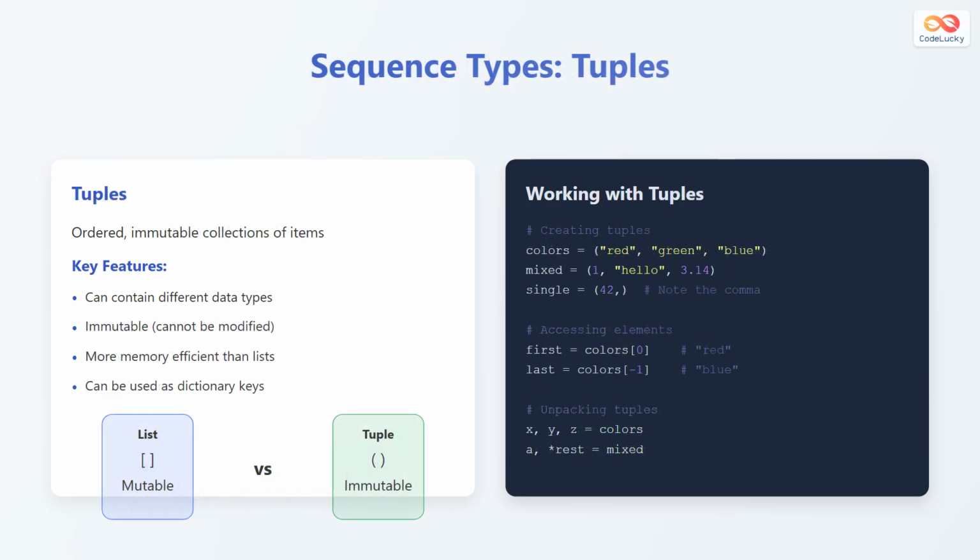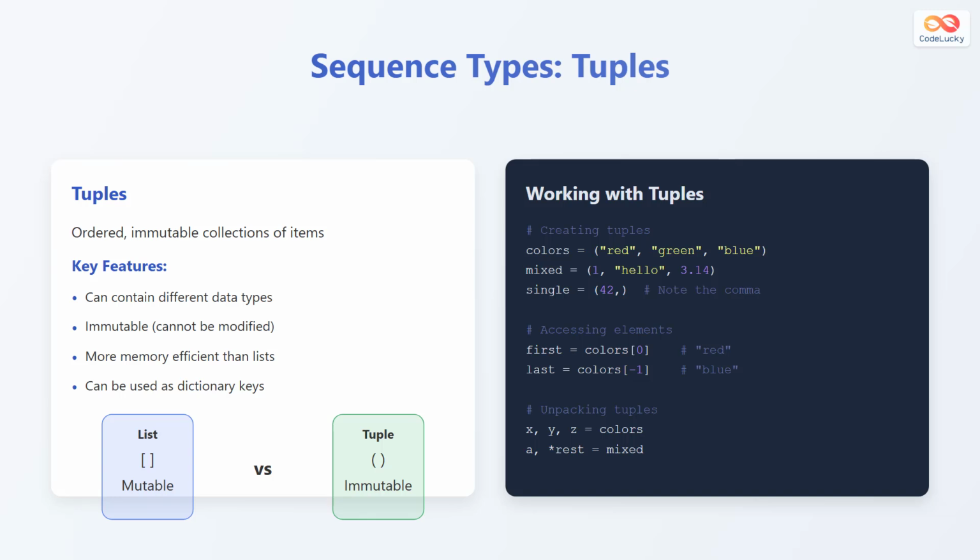Next, let's explore tuples, another type of sequence in Python. Tuples are ordered, immutable collections of items. This means that once a tuple is created, you cannot modify its elements. Tuples are more memory efficient than lists and can be used as keys in dictionaries because of their immutability. On the right, you'll see a quick comparison between lists and tuples. Lists are mutable and defined using square brackets, while tuples are immutable and defined using parentheses.